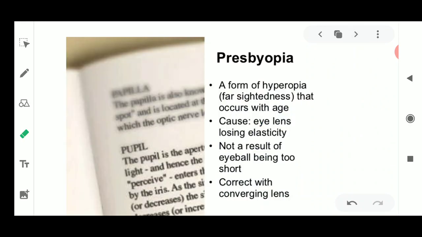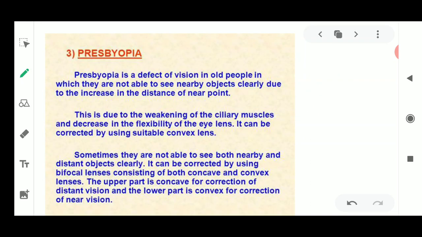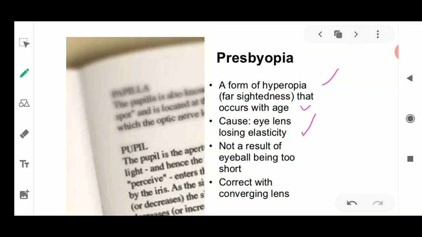Now we move on to the next slide. This again is dealing with some part of presbyopia. Let us discuss this also. It is again a type of farsightedness which occurs with age. Now what was the cause of this? The eye lens loses elasticity. So one cause we have seen here is that the flexibility of the eye lens decreases. Similarly here it is written that the eye lens loses its elasticity.